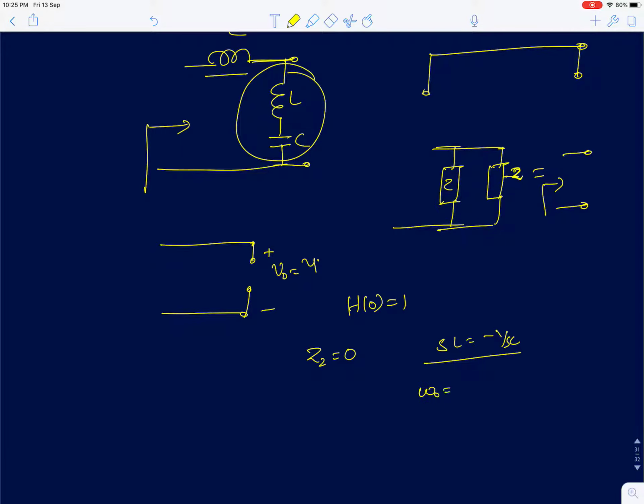The omega naught here, I'm going to call it omega Z, is going to be 1 by root LC. You're going to have two zeros at plus and minus j omega Z, and omega Z will be 1 by root LC. This can be found by equating the impedance Z2 to 0. When you do that, you actually get two complex zeros on the j omega axis, and the value of the zero will be 1 by root LC.